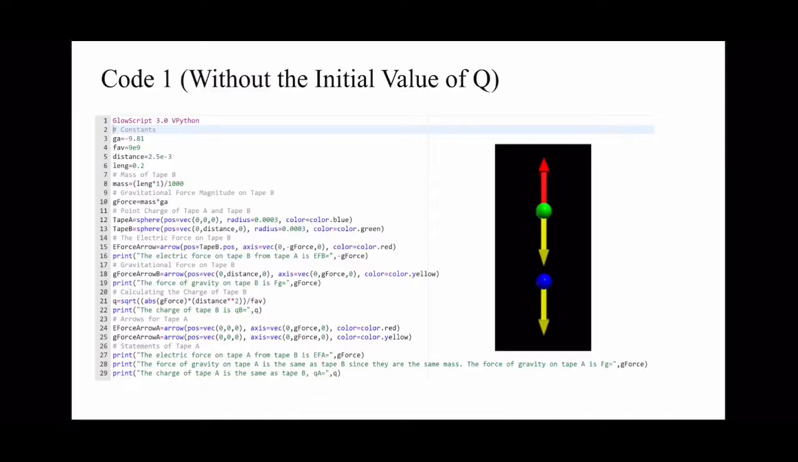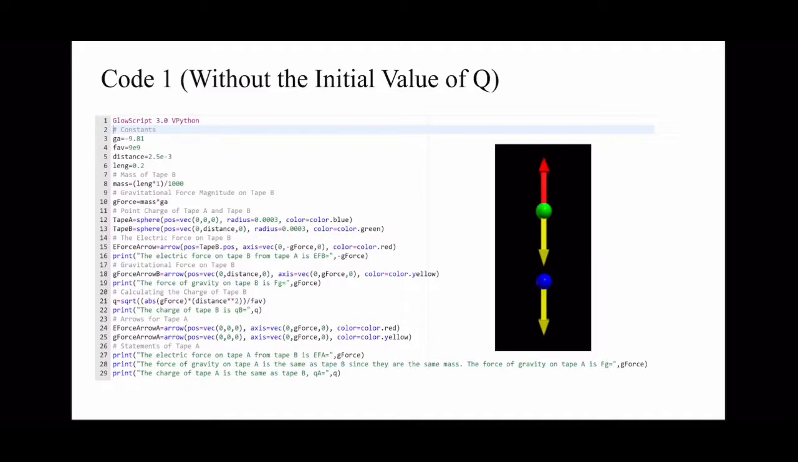The coding part of the lab in GlowScript was used to create a visual of the free body diagram and calculate the charge, electric fields, electric forces, and the gravitational force. I produced two different programs due to the confusion on the instructions of how to produce the calculations. The green ball is tape B, the blue ball is tape A, the yellow arrows is gravitational force, the red arrow is electric force from the other tape, and for tape A, the red arrow is overlapped under the yellow arrow. These colors are for both versions.